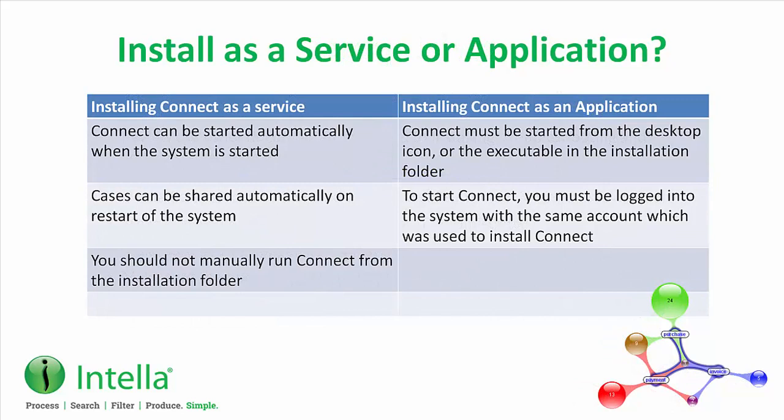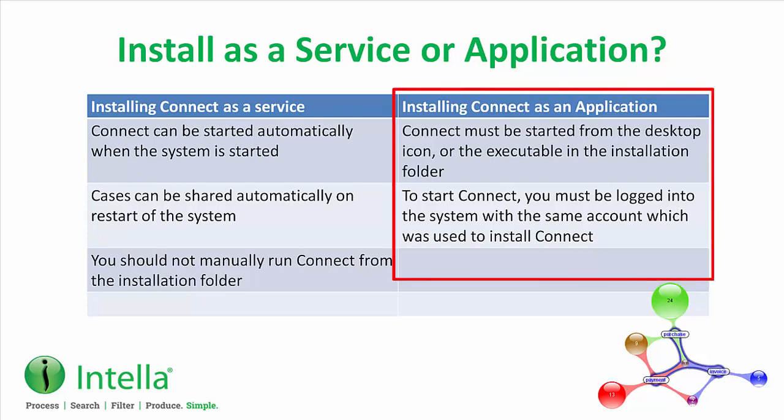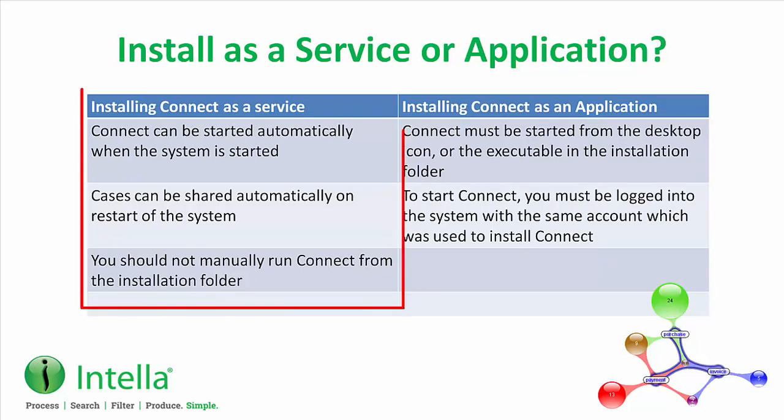This video demonstrates installing Connect or Node either as an application or by installing the product so it runs as a Windows service. Note that when Connect or Node is installed as an application, it must be started with the same user account logged onto the system which was originally used during the installation process. For example, if I install Connect while logged into the system as Bob, I must be logged into the system as Bob to run Connect. When Connect or Node are installed to run as a service, the product can be started automatically when the computer system is started. Therefore, there is no need to log into the system for Connect to run.